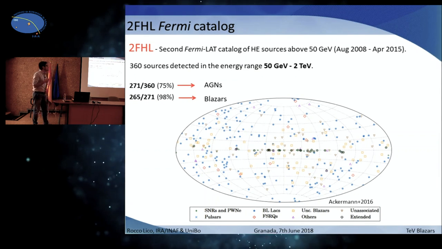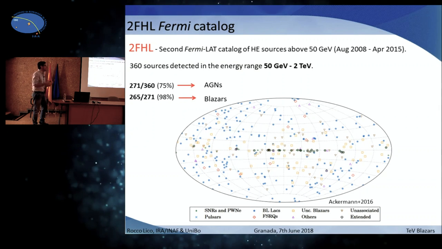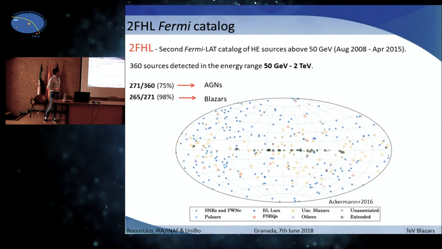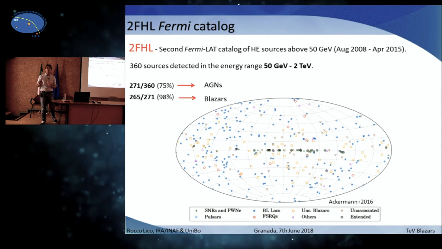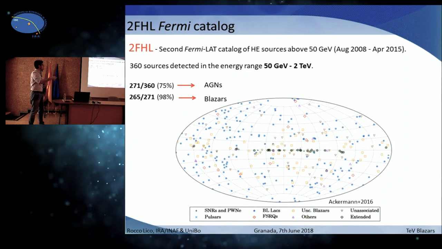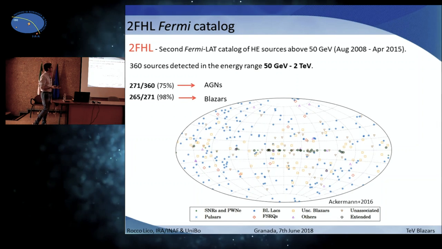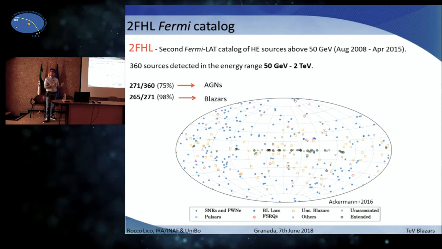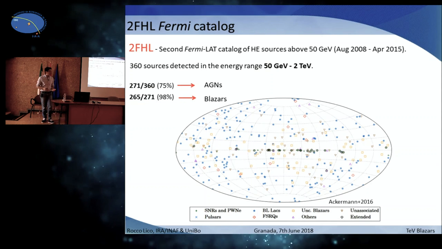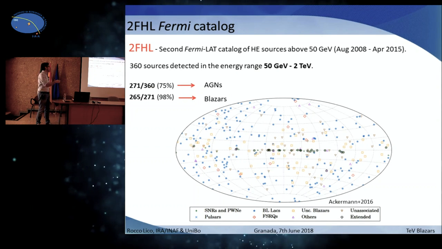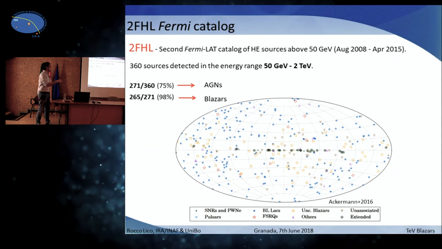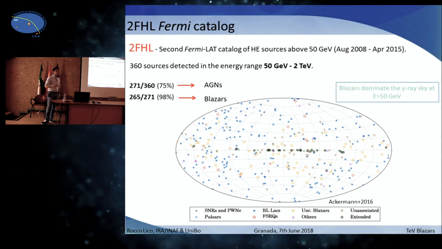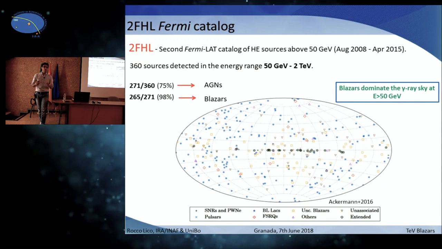The other catalog which allows us to make this kind of analysis is the second catalog of sources detected above 50 GeV. This is even more suitable than the other one because it provides us with a large sample of sources in the energy range between 50 GeV and 2 TeV. So we are very happy with this energy range for doing our correlation. This catalog contains 360 sources, and again, the vast majority of them are AGNs, and the vast majority of AGNs are blazars, which again dominate the gamma ray sky above 50 GeV.